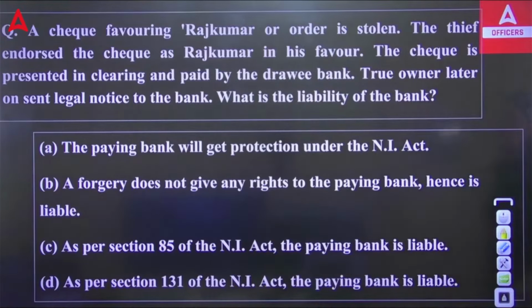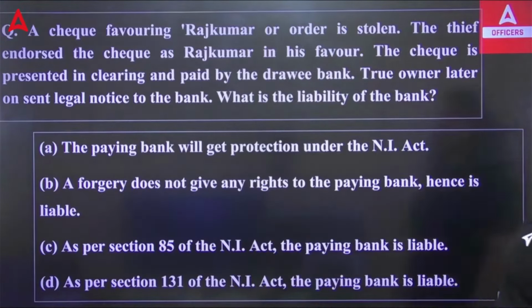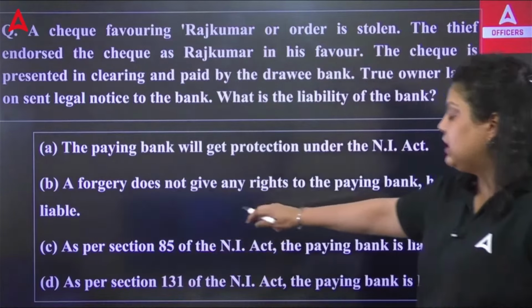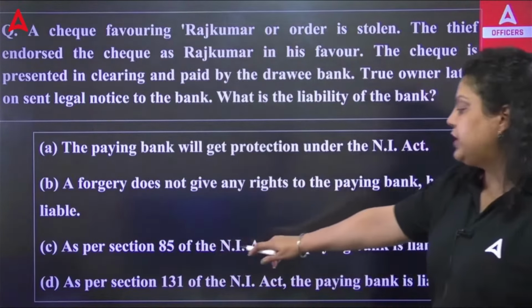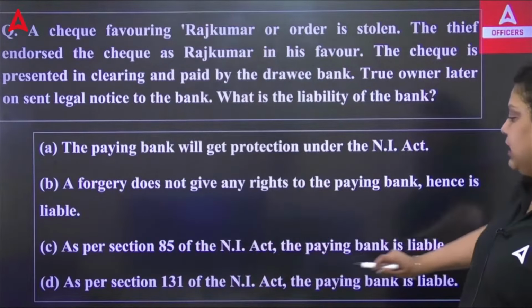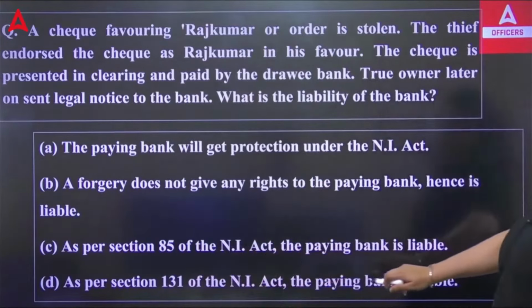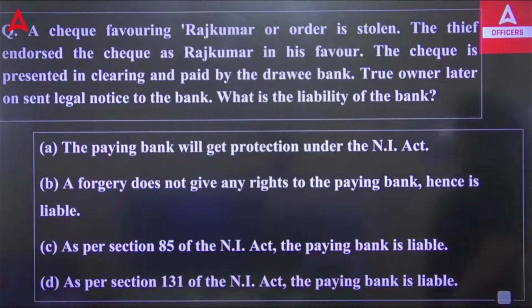In this case, this is a kind of case study. What will be the liability of the bank? The first option says the paying bank will get protection under the Negotiable Instruments Act. The second says a forgery does not give any rights to the paying bank, hence it is liable. The third says as per Section 85 of the NI Act, the paying bank is liable. The fourth says as per Section 131 of the Negotiable Instruments Act, the paying bank is liable.